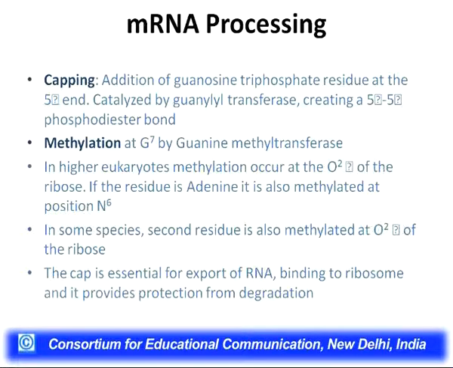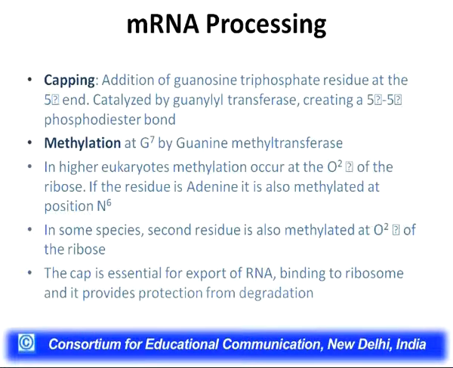After this particular guanine residue has been added to the 5' end, there is methylation of the seventh residue of the guanosine by an enzyme known as guanine methyl transferase. This is the second modification which the primary transcript undergoes.